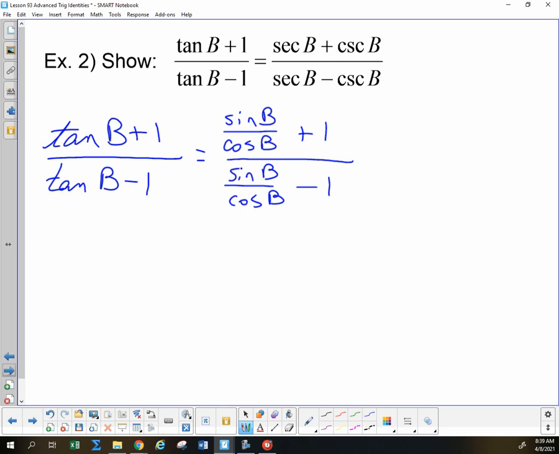And then my next thought might be, I've got fractions inside fractions. Maybe I want to get rid of that. So don't copy this down yet. Maybe I try multiplying by cosine over cosine. So then I wouldn't have fractions, but then I'd have sine plus cosine, and that's not real helpful. And sine minus cosine, and that's not real helpful either. So I think I'm going to try to come up with something else to try.